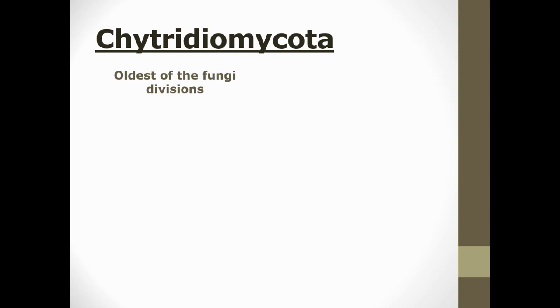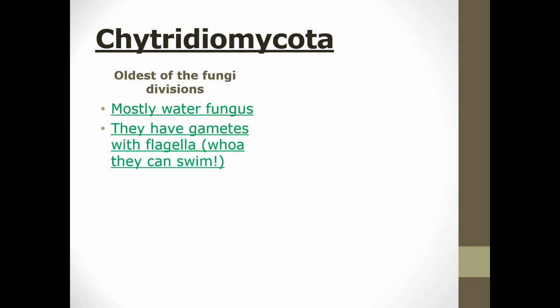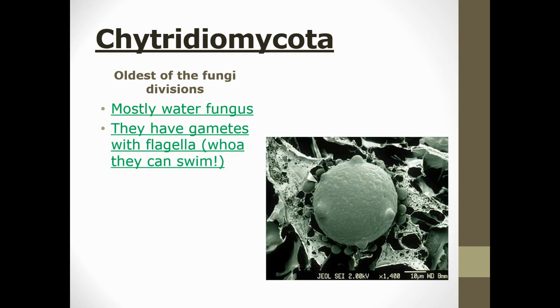So one of the oldest types of fungus is the Chytridiomycota. It's a water fungus. They have gametes that can swim. So this is an electron microscope image. This is like the slime that grows on the walls of your shower. It's like that pink slime that you see. So that is what that is.